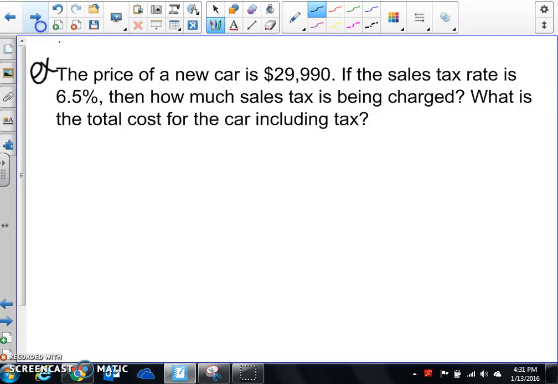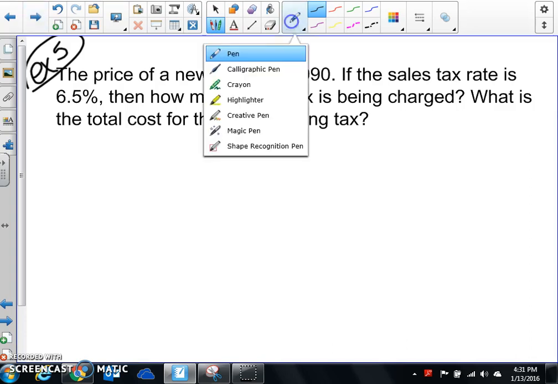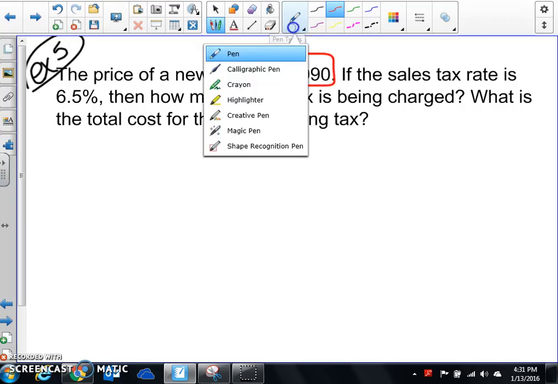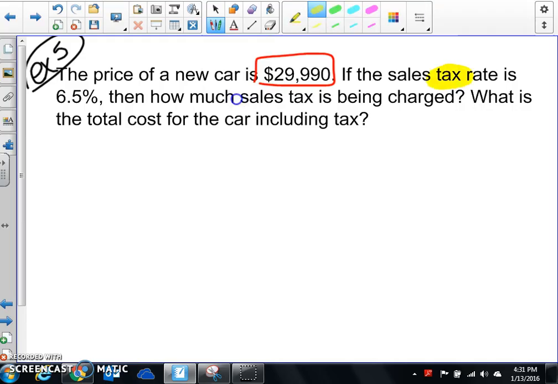Example number, what is this, 5? All right, the price of a new car is $29,960. Okay, well, actually, let's just box that in. If the sales tax, so tax, remember, tax means that we're going to add at the end, okay? If the tax rate is 6.5%, then how much sales tax is going to be charged, and what is the total cost of the car, including the tax?